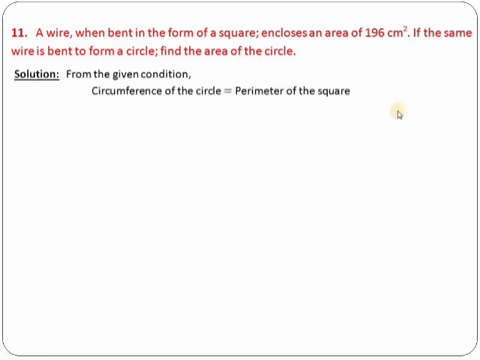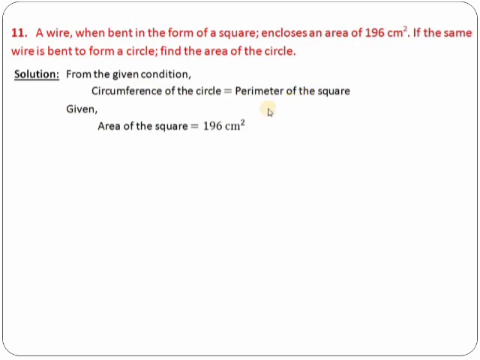From the given condition, since you are making use of the same wire for forming the square and the circle, what you can observe is that the circumference, the length of the boundary of the circle, will be equal to the perimeter of the square, isn't it? First and foremost you need to understand this case. The circumference of the circle and the perimeter of the square will be the same because both are being formed from the same wire.